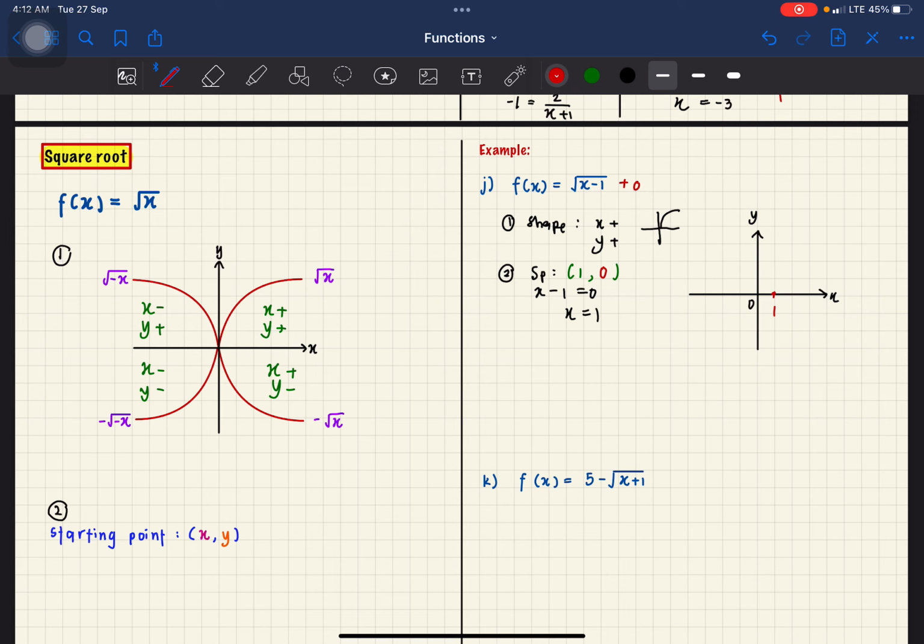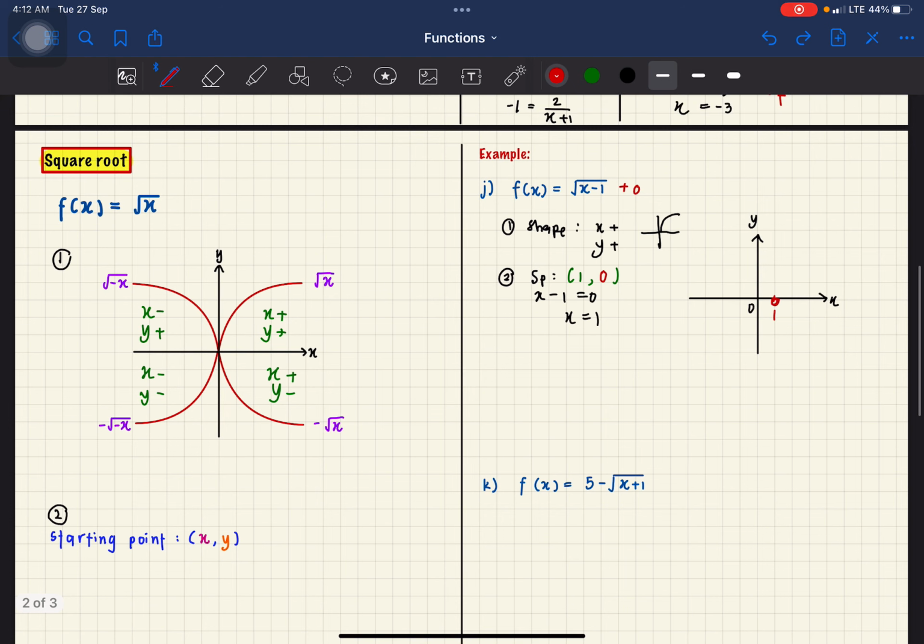Awak letak pensel awak dekat sini. Awak buat dia berwarna. And then it goes up ke atas. Oh, sorry. Okay, so dia berwarna macam ni. And then dia akan pergi naik ke atas like this. So this is how your function looks like. Your graph looks like macam ni lah.